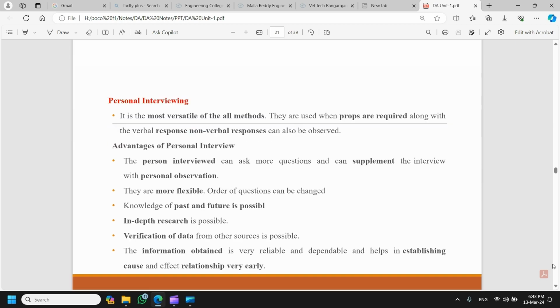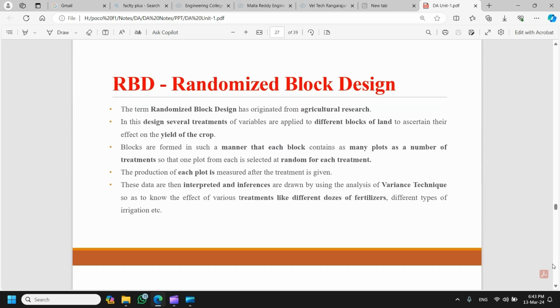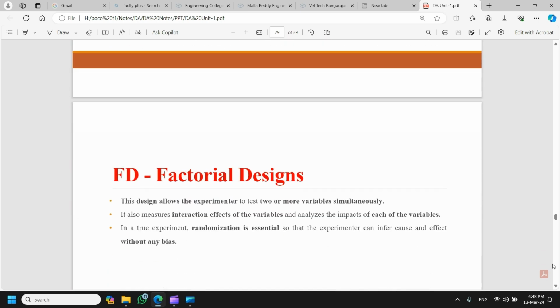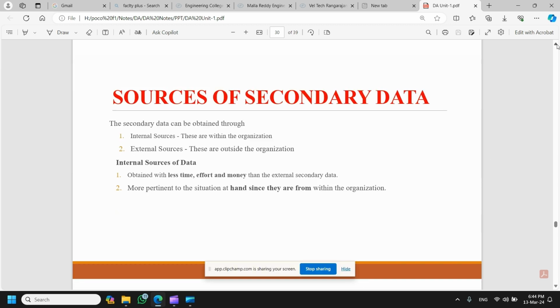Now we come to the second method, which is secondary source data. In secondary source data, first there is internal secondary data, and then external source data. Internal means within the organization. Internal source data is obtained with less time and less money than external secondary data. So internal data is very cheap, with very few expenses also, because the information is available from within the organization only.